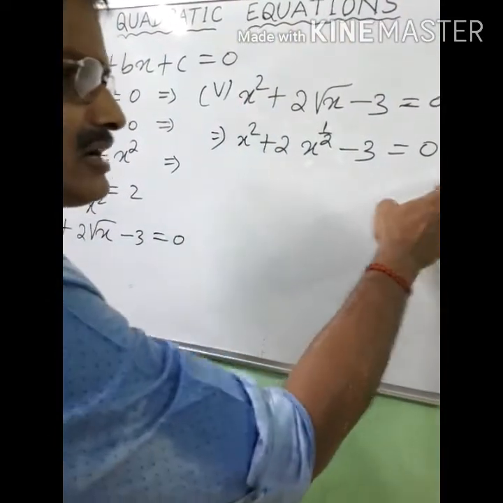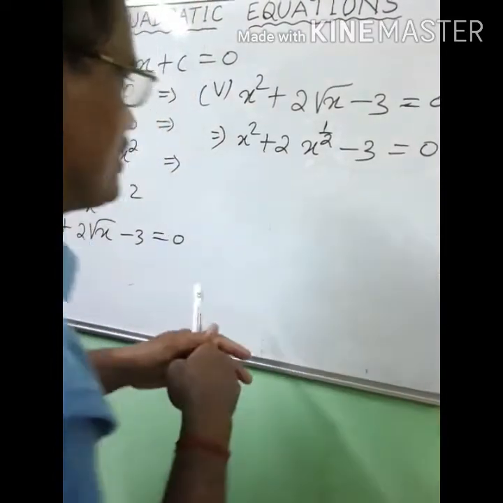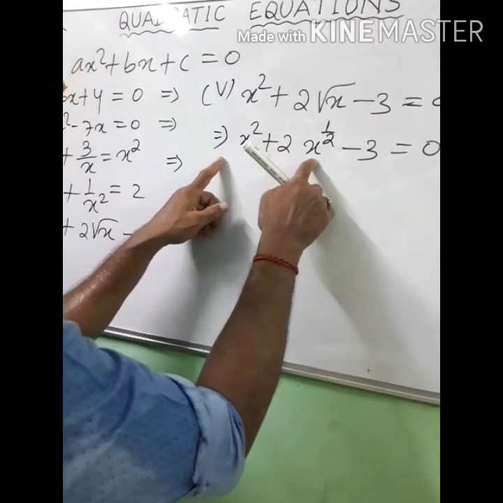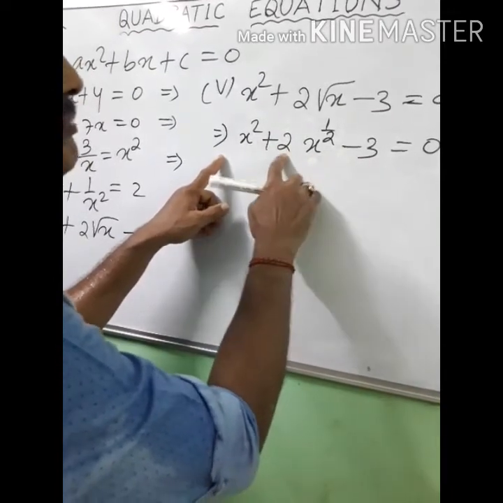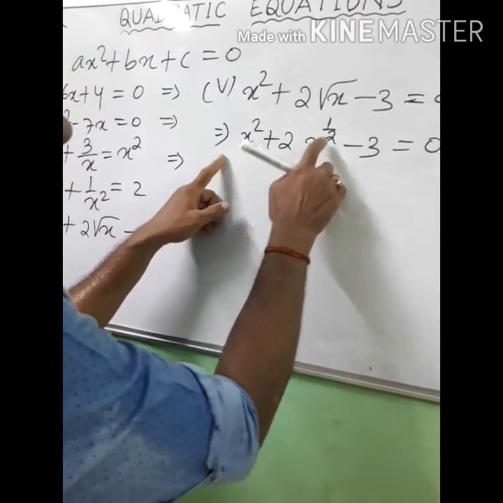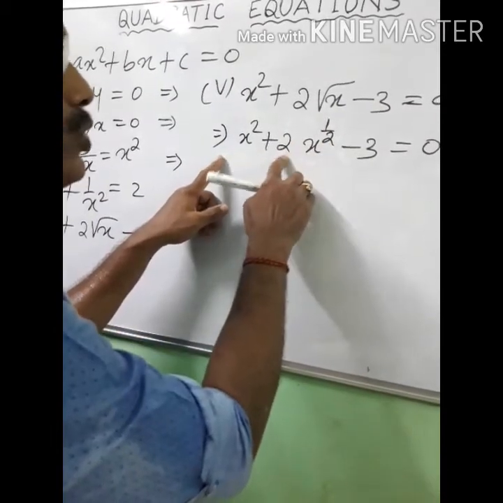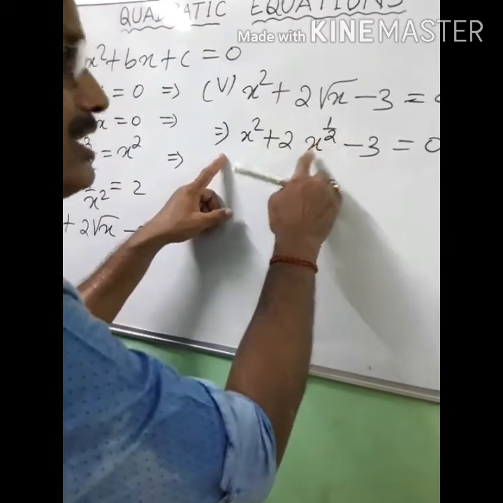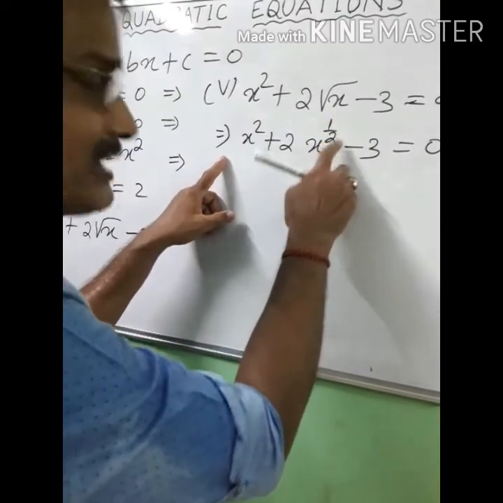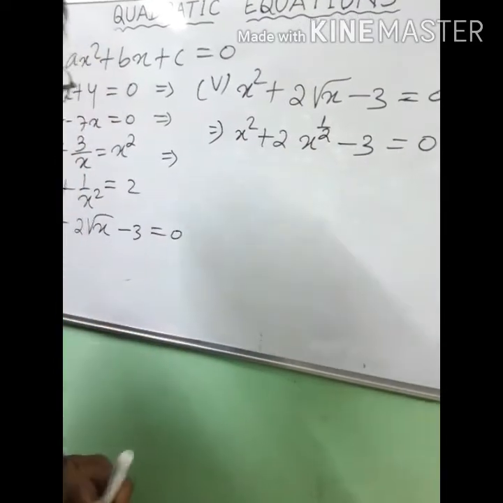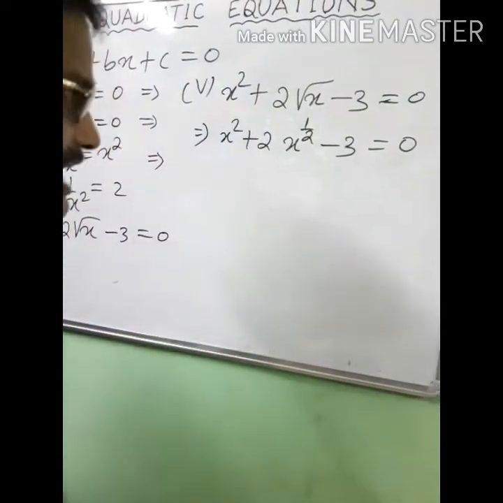This equation is not a quadratic equation, because it is not in the form of ax square plus bx plus c. Here bx means 2x to the power 1 by 2. It is not in the form of bx. So it is not a quadratic polynomial. Clear?